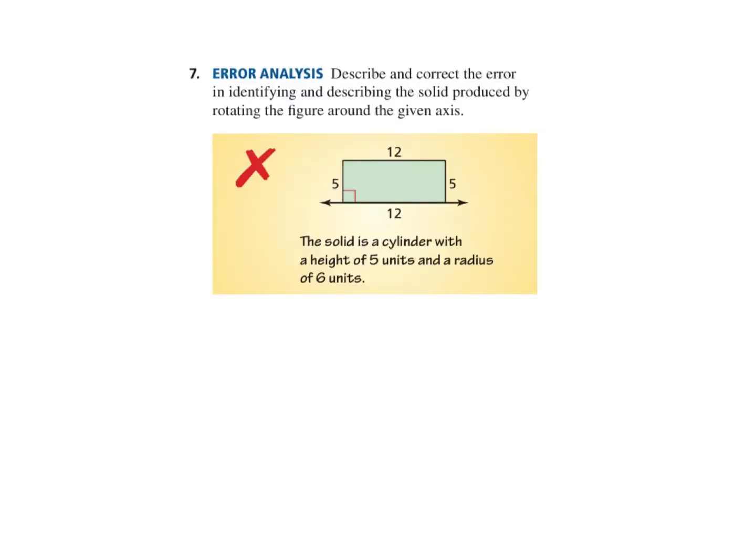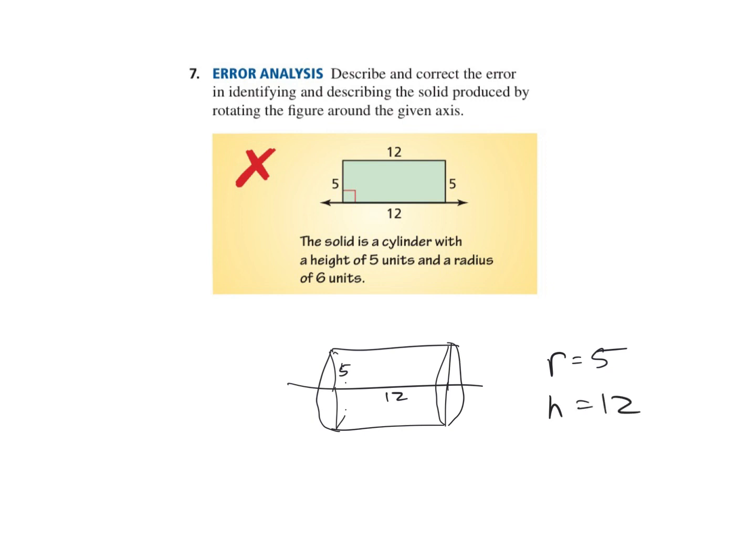Okay, so let's do this one. We're going to draw ourselves, and that's a rectangle. So draw a rectangle on the other side, and then connect the corners with ellipses. And what do we have here? The radius is 5, and the height of it is 12. And it's a cylinder, so we should probably make sure we name it too. So they said it's a cylinder with a height of 5 and a radius of 6. Okay, so that was switched. They switched the height and the radius.